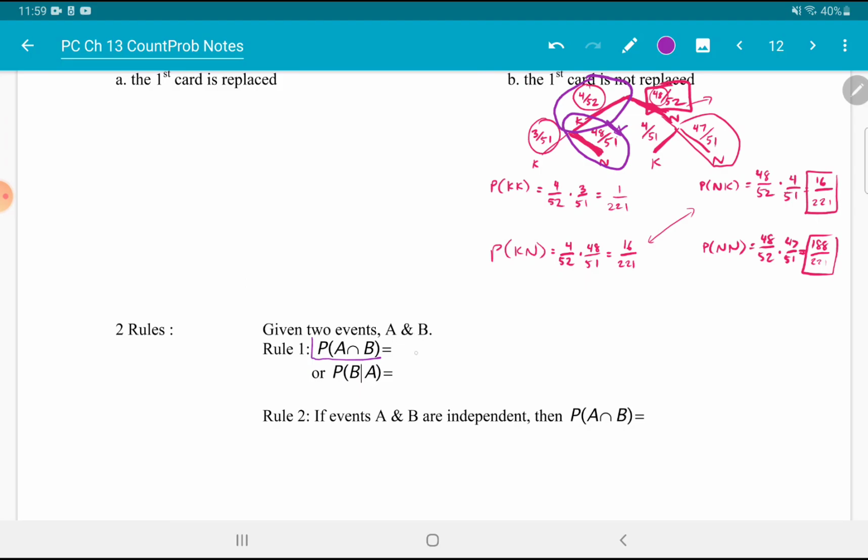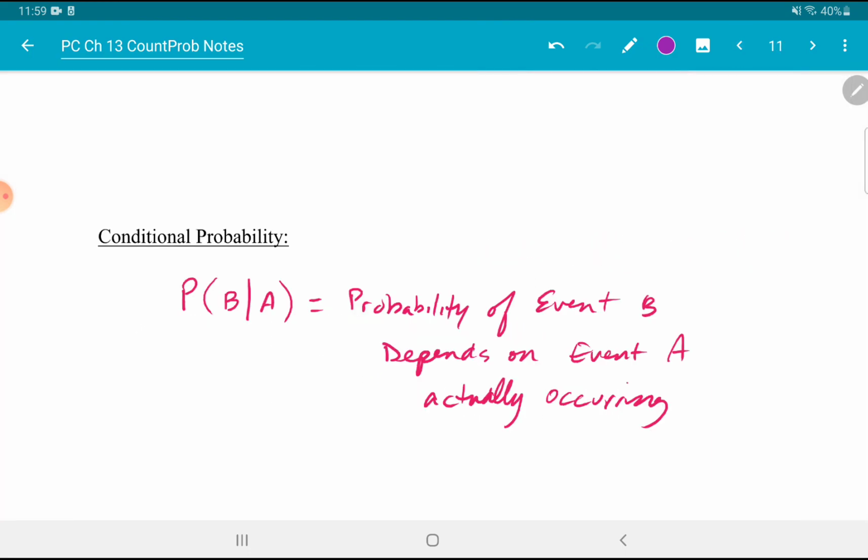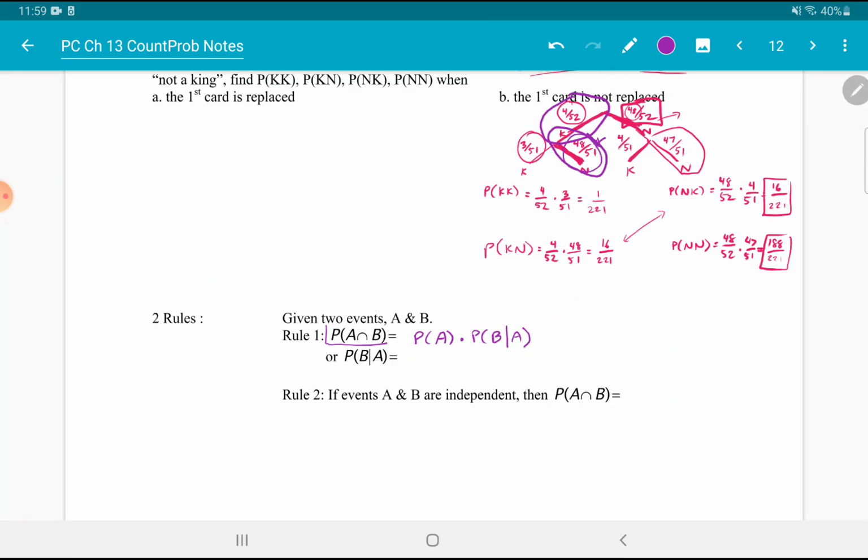The way we can write that is we say that we're multiplying the probability of A, the first event, by the probability of B, but this B has to be the event such that it's given that event A has actually occurred. So we write our formula like that. Okay? It's very similar to what we saw on the previous page. Keep in mind that conditional probability is saying the probability of event B given that event A actually occurred. And you can see here that that probability, 48 over 51 or 3 over 51, can change depending on what happened in event A.